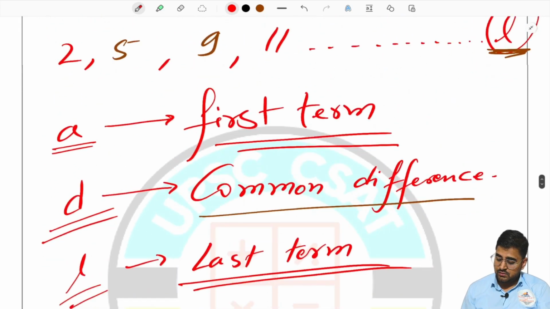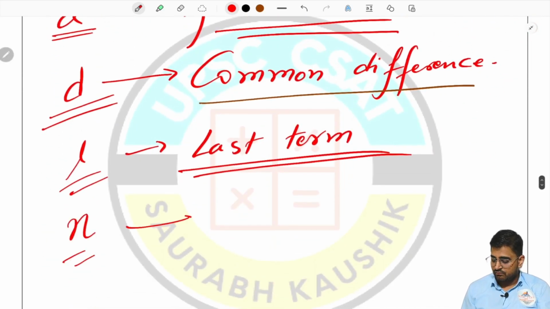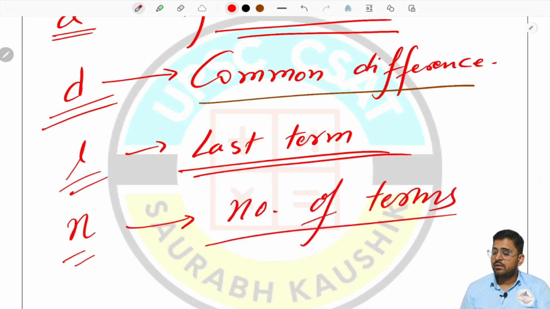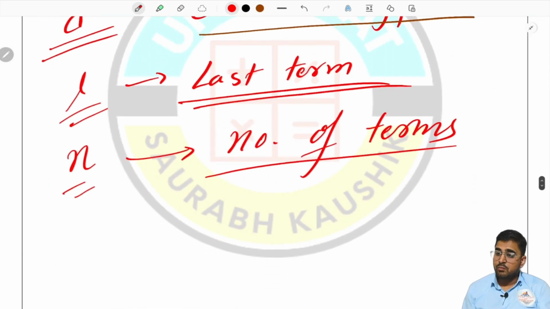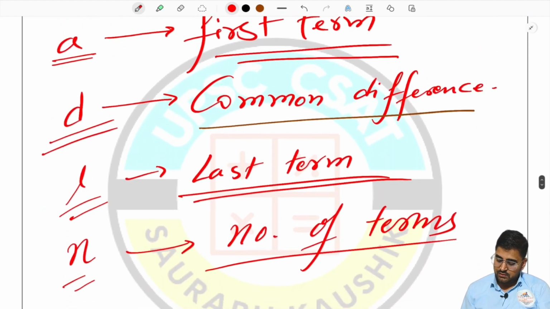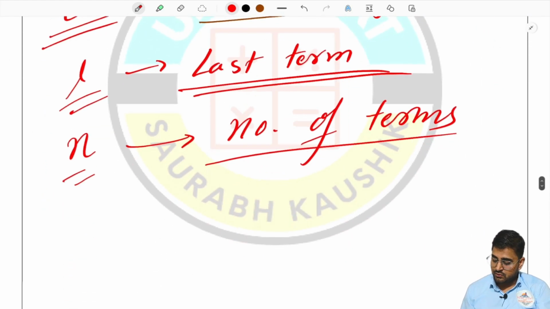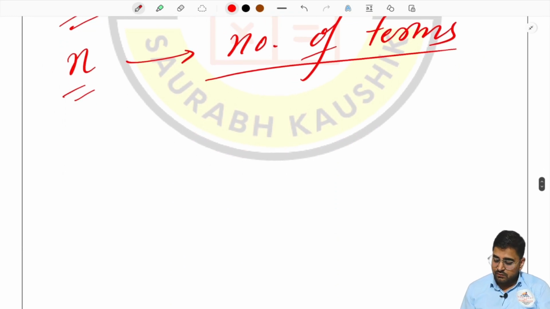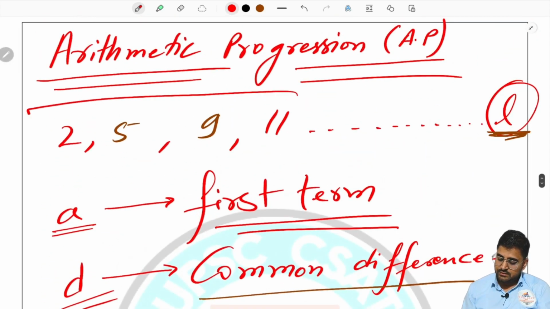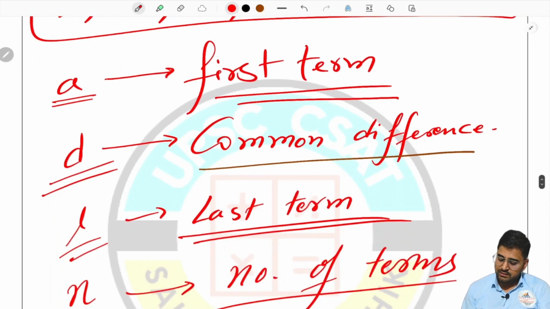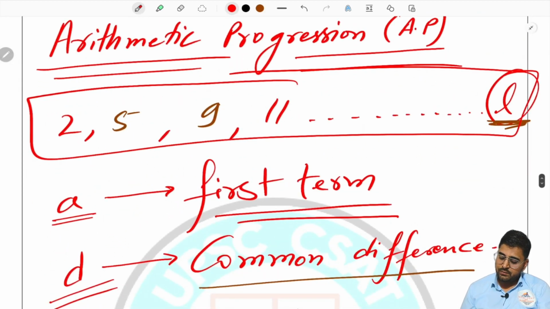We have one more term, N. N means the number of terms. How many numbers are there, like 4, 10, 12, 15, whatever it is, it's the number of terms in a series. These are the four minor things you have to remember. Now let us start with the concept. This series is basically made up of a few components. Now how does it get represented?